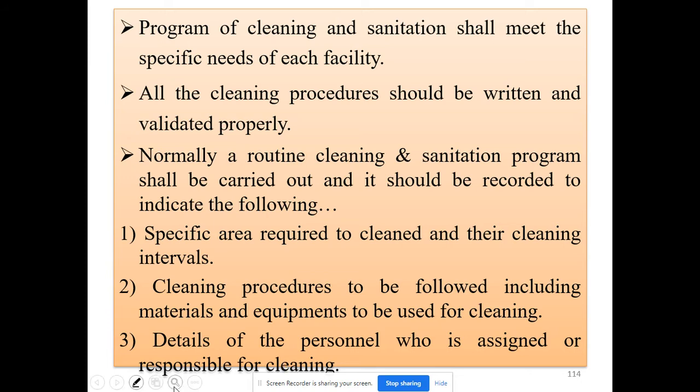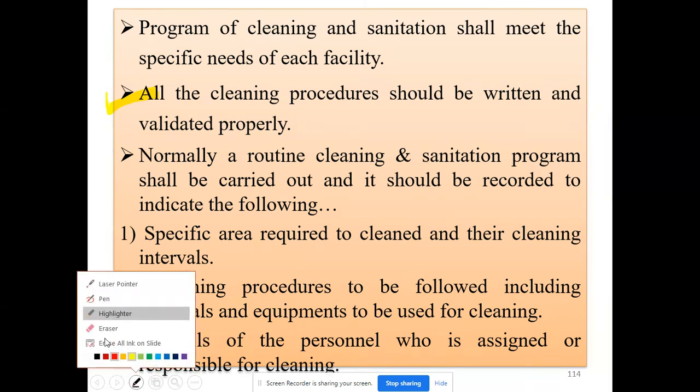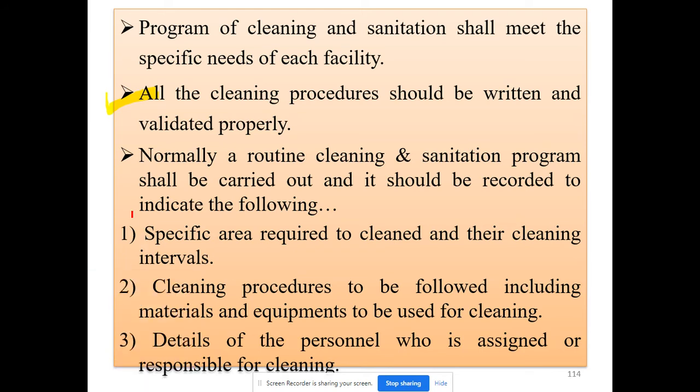All the cleaning procedures should be written and validated properly. Whatever the cleaning process we are adopting in our pharma industry, that cleaning process should be laid down in a written manner, and that cleaning process should be validated by the appropriate authority or the appropriate department, so that one can have a belief in that particular procedure of cleaning.